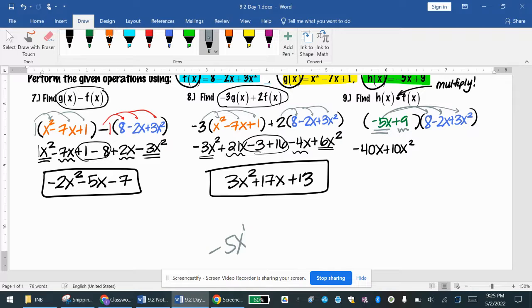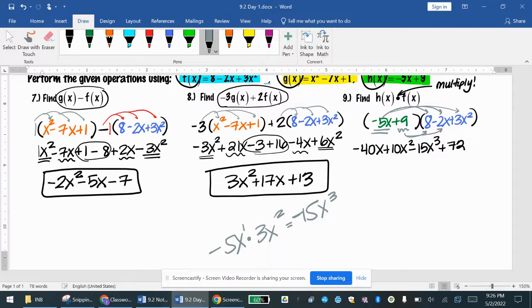-5x is to the first power. We're multiplying it by 3x squared. So you're going to multiply the coefficients and then you add the exponents. Okay, so this is going to be -15x cubed. I'm going to run out of space. Okay, then I'm going to do the same thing here. So 9 times 8 is 72. No variable.